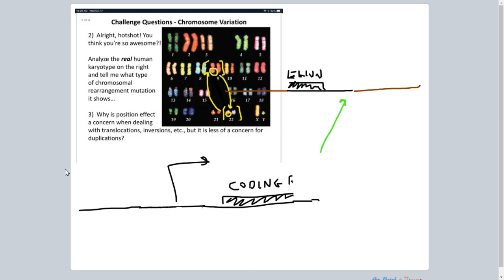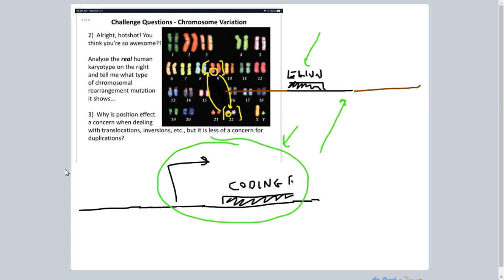What do you think, guys? You think this is going to code for a functional protein now? Can you make a working machine when you've lost half of the instruction manual as to how to build it? No, that's not going to work. This gene will no longer be functional here. This segment of a gene certainly won't be functional at all. It doesn't even have a promoter region to drive it. So once again, we have a position effect problem. We have the position or physical location of the gene disrupted by the chromosomal rearrangement.